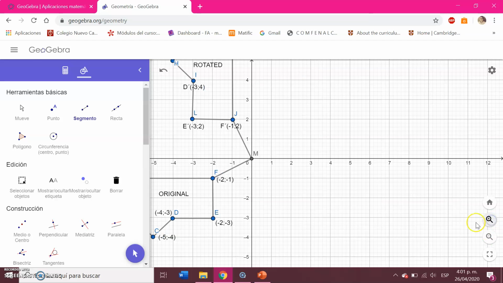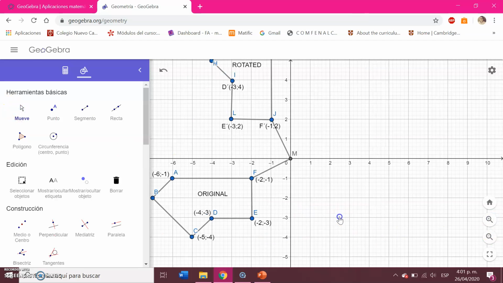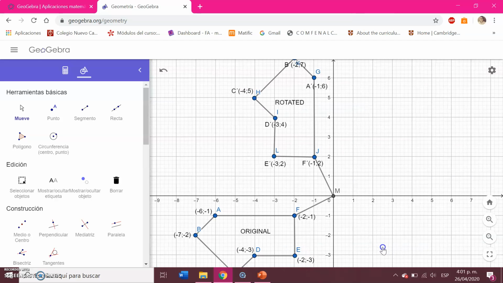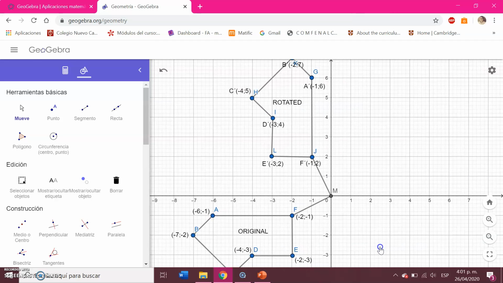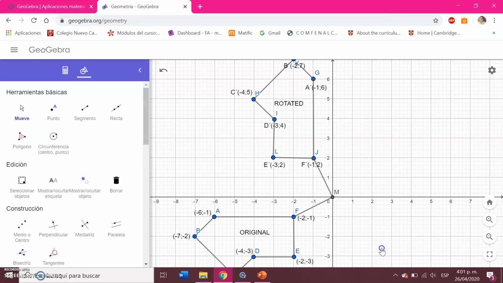Okay, so I hope it is helpful for you. Something like this is what I expect from you in the rotation challenges. Rotation about the origin. Thank you for your attention.